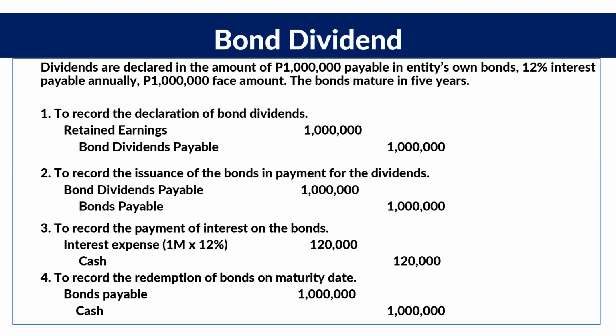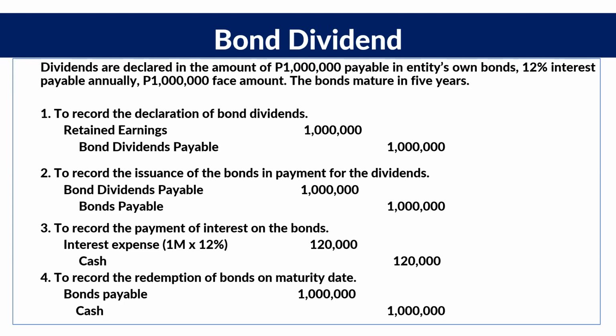Another example of that is itong bond dividend. So dividends are declared, ito illustration na, dividends are declared in the amount of 1 million payable in bonds, no? 12% interest payable annually, 1 million face value. So the bonds mature in 5 years. So this one to record the declaration of the bond dividend, we debit retained earnings, we credit bond dividends payable.